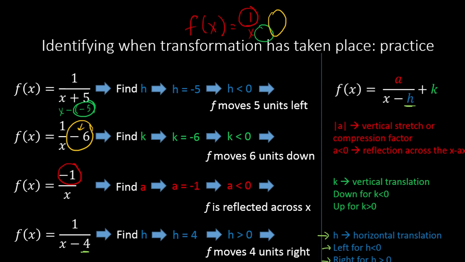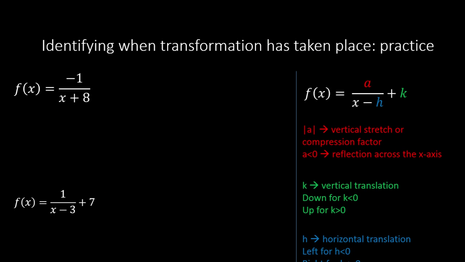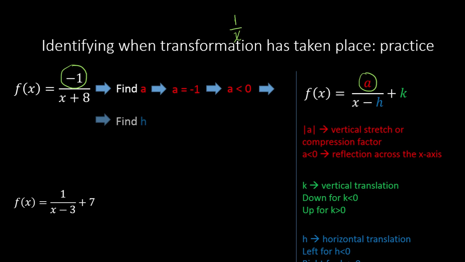Alright, let's keep practicing. Sometimes more than one transformation can be happening at once. Once again, we're going to compare all this to 1 over x, and ask what's happening. What changed here? Well, in my first example, notice that I'm multiplying by a negative 1, so I've affected a. So a is equal to negative 1. Again, that doesn't actually cause vertical stretch or compression because the absolute value of negative 1 is just 1, so nothing happens. However, I am reflecting across the x-axis because a is less than 0.